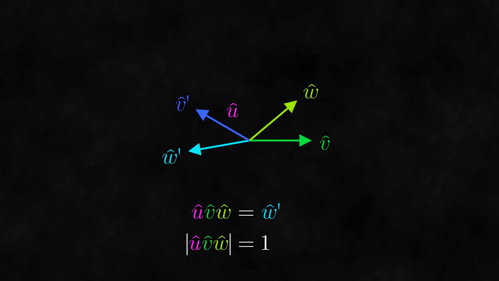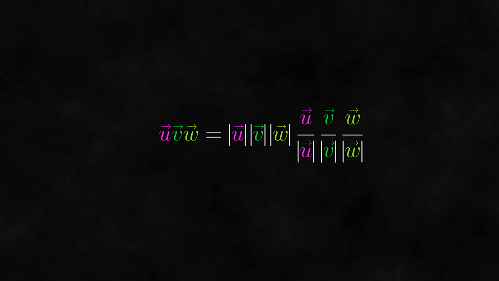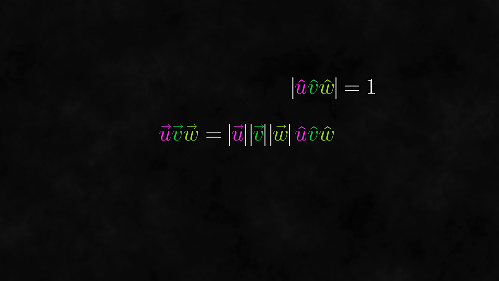For arbitrary vectors, we can employ an algebraic trick. We can multiply and divide each vector by its magnitude. Since scalars commute with all multivectors, we can then pull out the magnitude of each vector. The resulting vectors on the right are now the normalized versions of the original vectors, so they are all unit vectors. By what we just saw, this means that their product is a unit vector as well. Taking the magnitude of both sides, we see that the magnitude of the product of three vectors is simply the product of their magnitudes. So here's the final description of the product of three two-dimensional vectors.